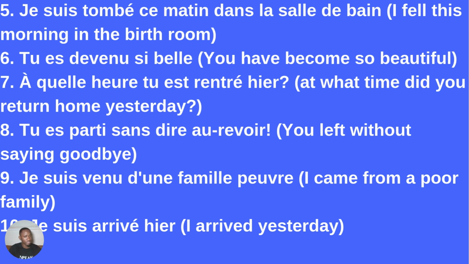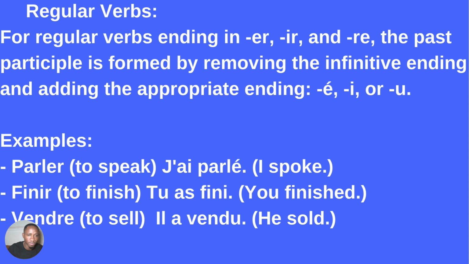Je suis venu d'une famille pauvre. Je suis venu means I came. The verb venu comes from the verb venir, which means to come. This is the past tense. Je suis venu d'une famille pauvre. I came from a poor family. Je suis arrivé hier. I arrived yesterday. I hope you're learning now.